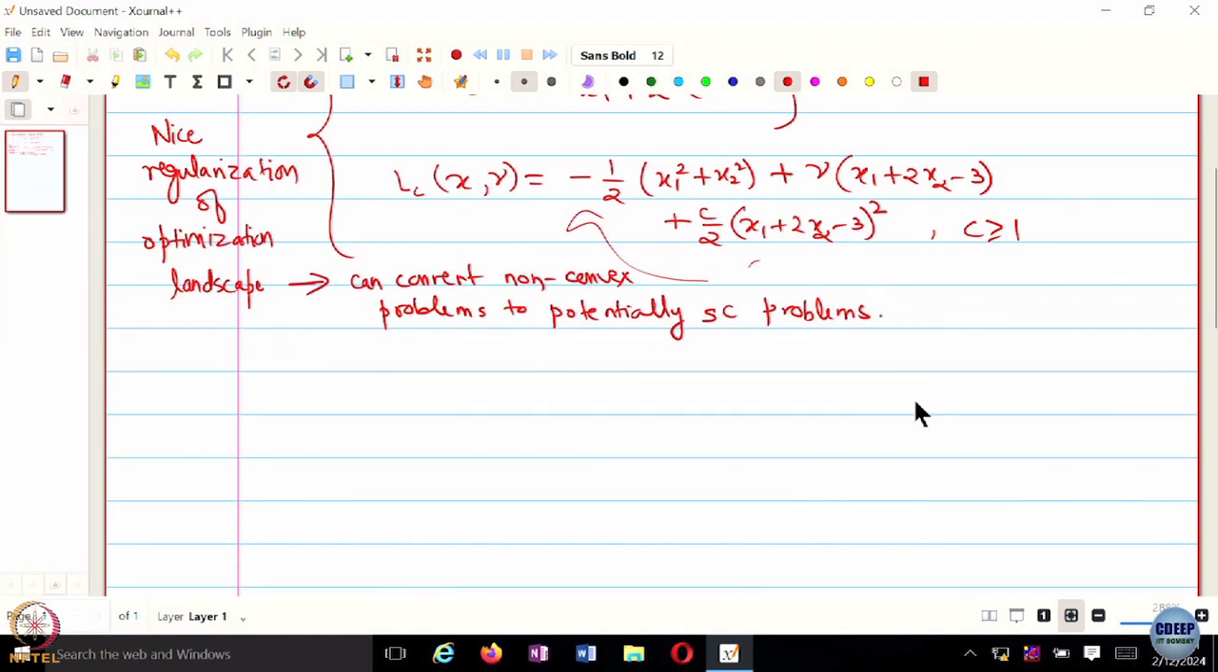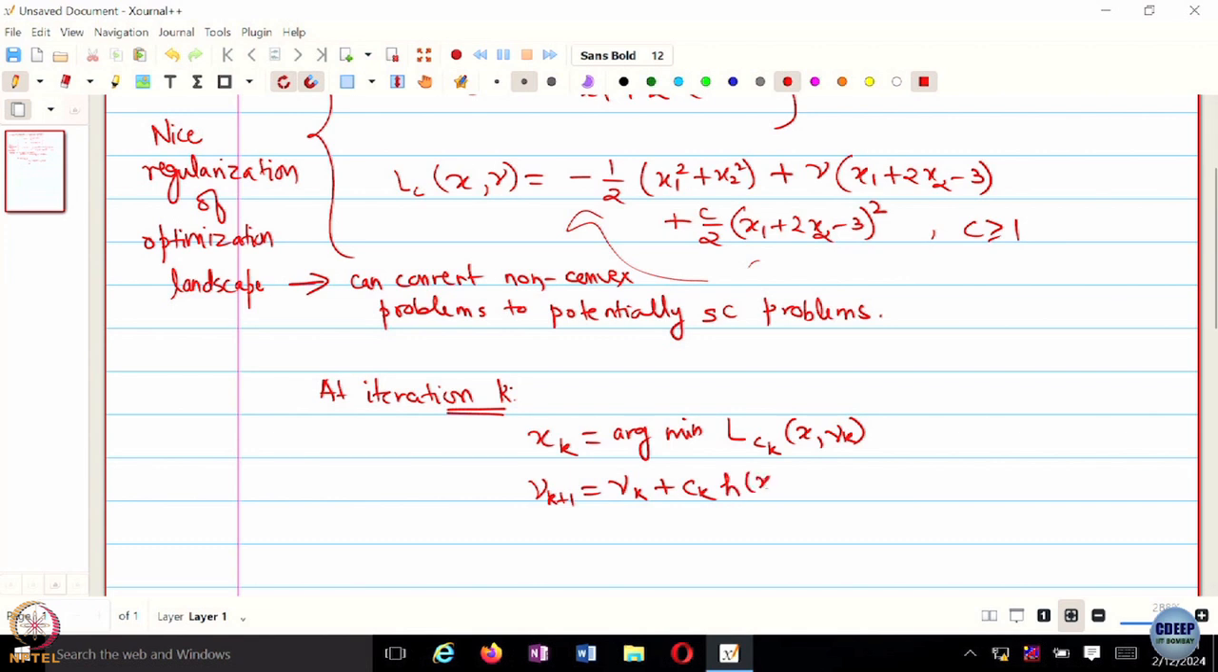The other approach that we looked at was dual ascent. So by the way, how does the algorithm for the method of multipliers work? At any iteration k, we define x_k to be the arg min of L_{c_k}. Okay, then you update nu_{k+1} using this value of x_k, and finally, you have c_{k+1}, which is some beta times c_k, with beta greater than 1. Okay, this is how the method of multipliers works.